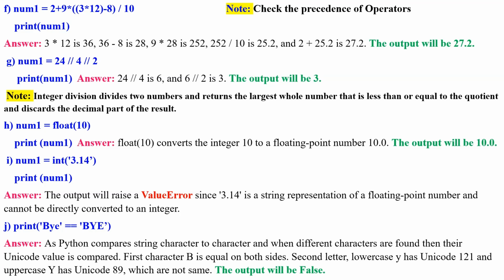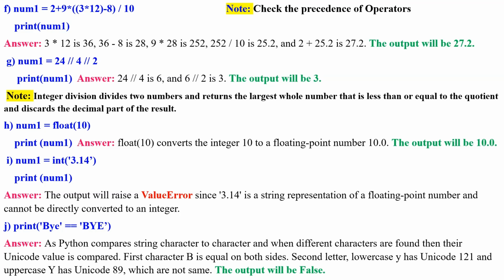Question H. Answer. float(10) converts the integer 10 to a floating point number 10.0. The output will be 10.0. Question I. Answer. The output will raise a ValueError, since '3.14' is a string representation of a floating point number and cannot be directly converted to an integer.